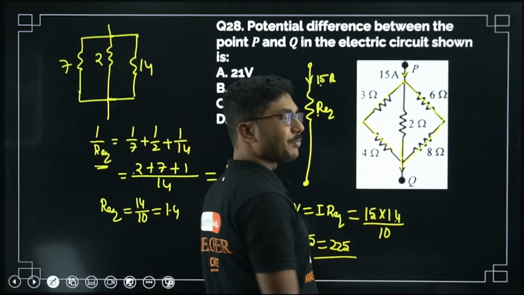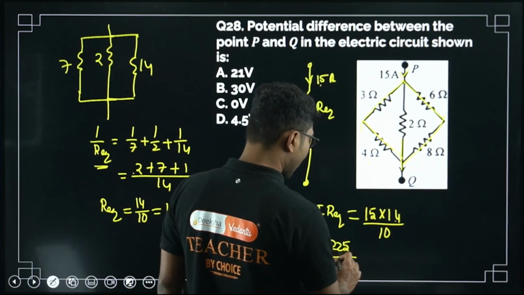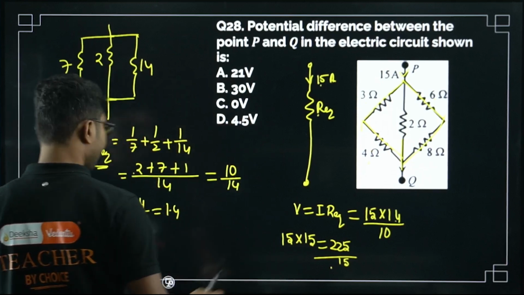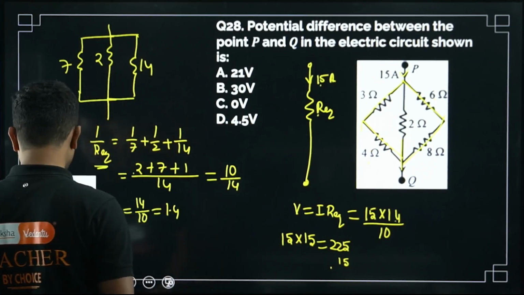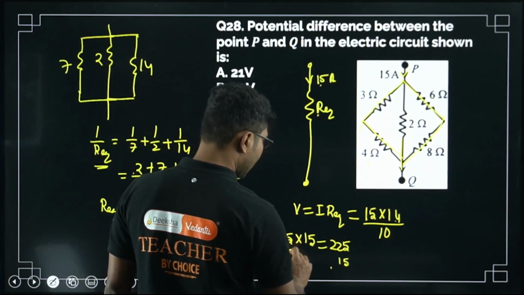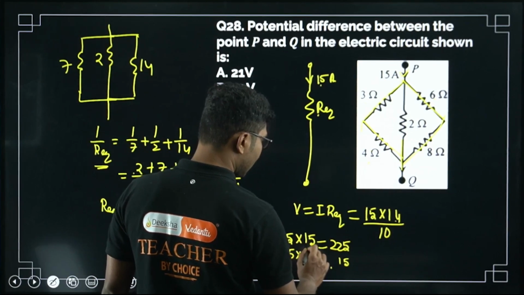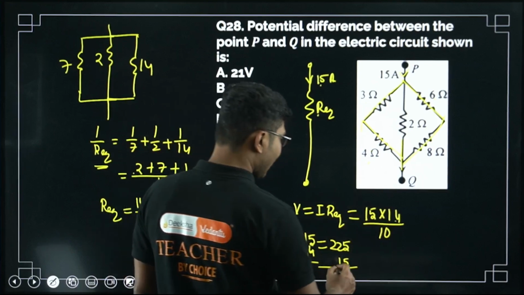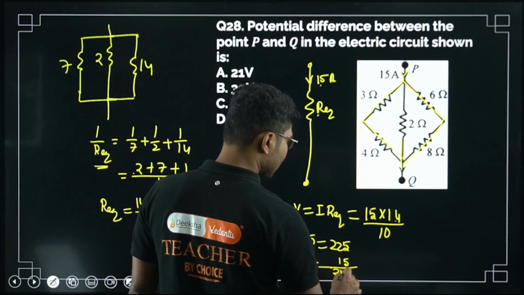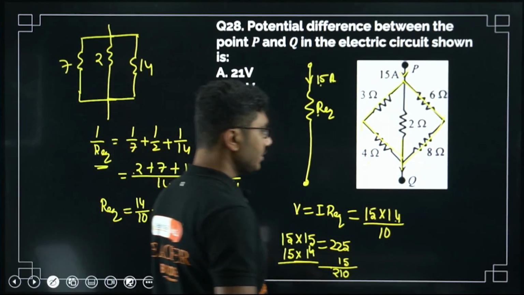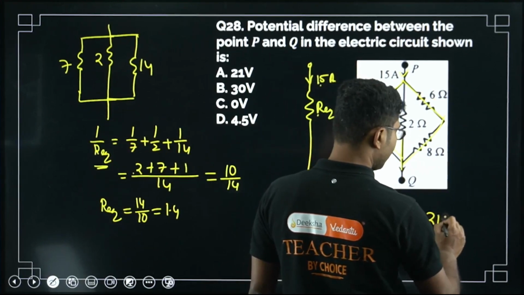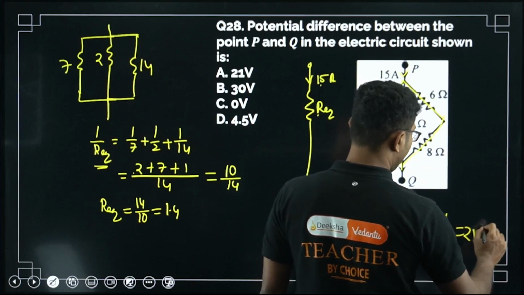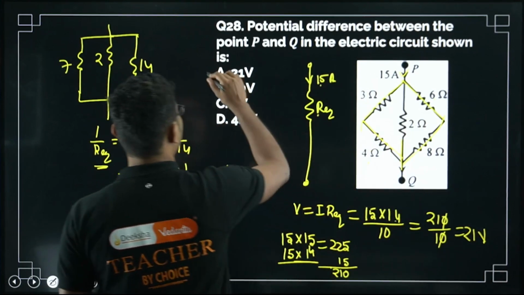Here we have 15 into 14. So you can subtract another 15 from this to calculate 15 into 14, right? You can do the multiplication in whatever way you want, but I find this method useful. So 15 into 14 is 210. So it will be 210 divided by 10, or it is 21 volt. So 21 volt is the answer.